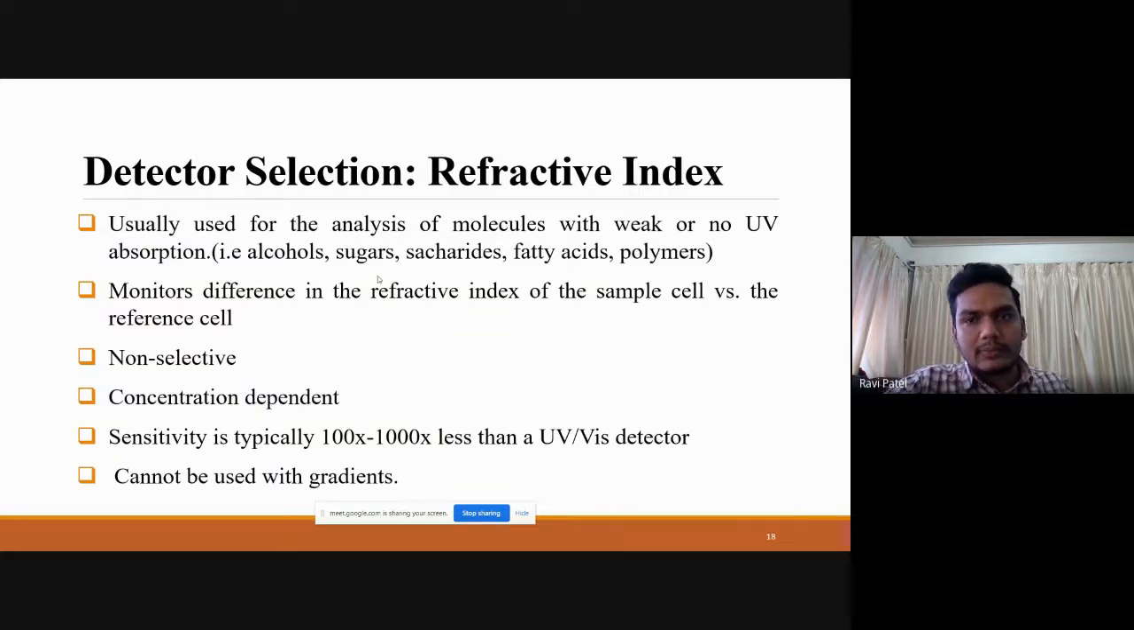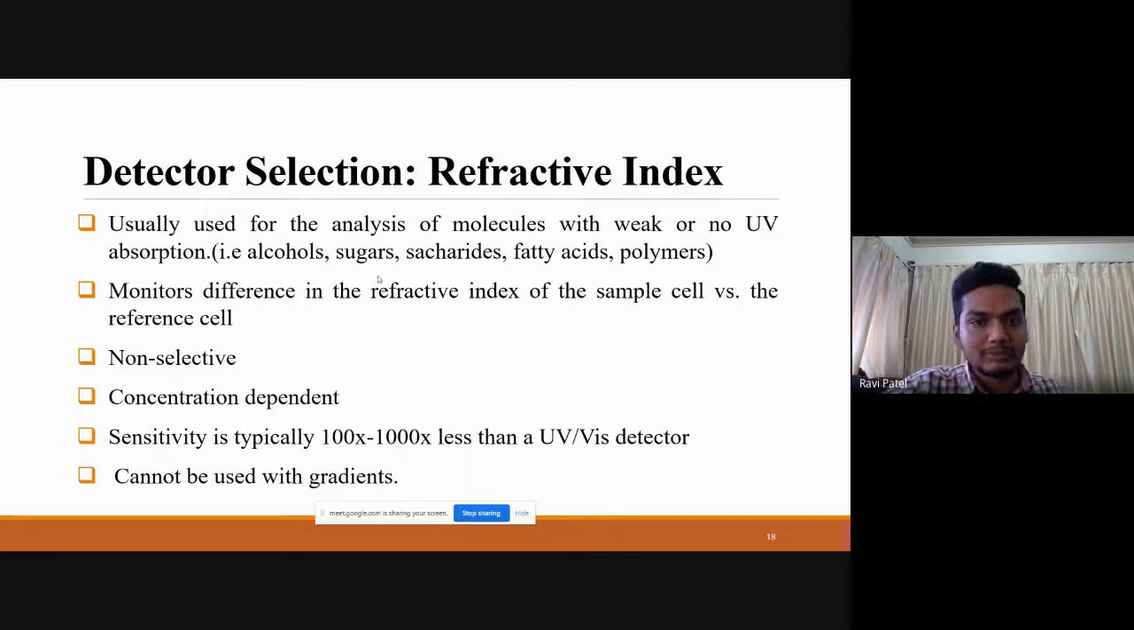The next is the refractive index detector. If I want to separate sugar molecules like fructose, galactose, glucose, some fatty acids, then polymers and alcohols, at that time the UV detector is not capable of giving us a response because, as we all know, in sugars there are no conjugated double bonds. So there is no possibility of any UV light absorbance.